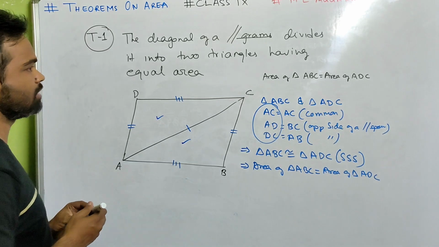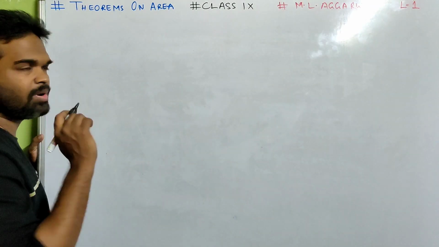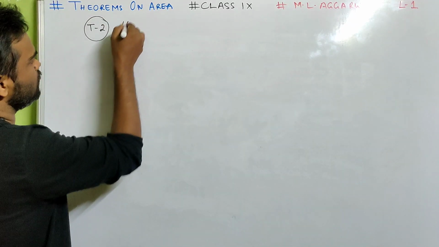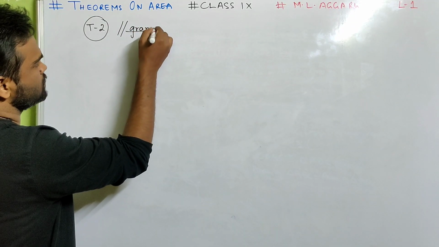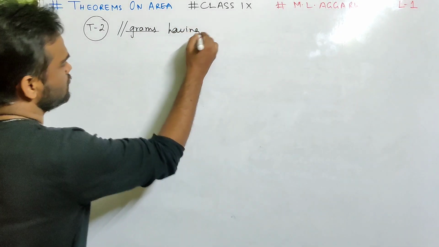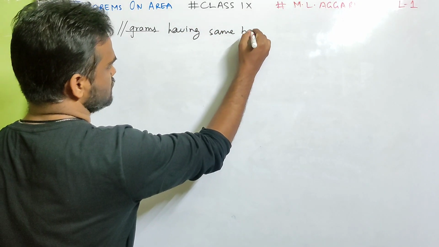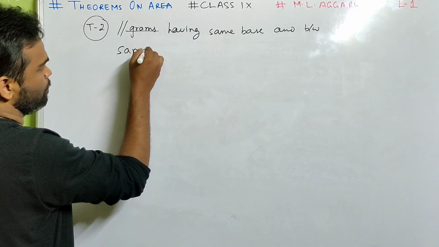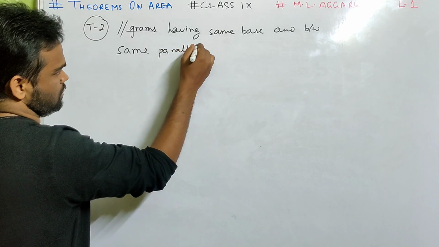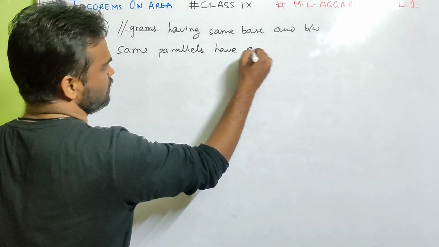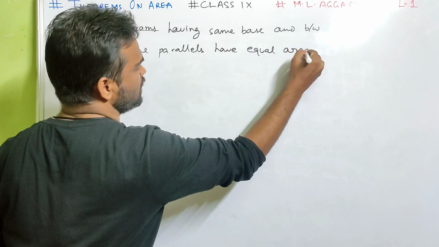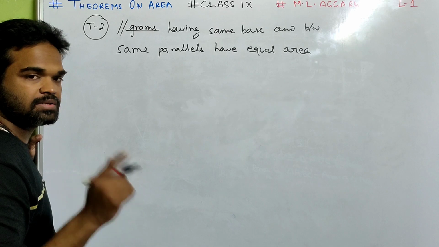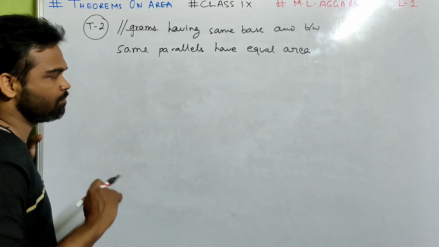Done. Now let us look at the next theorem. Theorem 2. Parallelograms having the same base and between the same parallels have equal area, which means if there are two parallelograms which have the same base and they are between the same parallels, then the areas will also be equal.